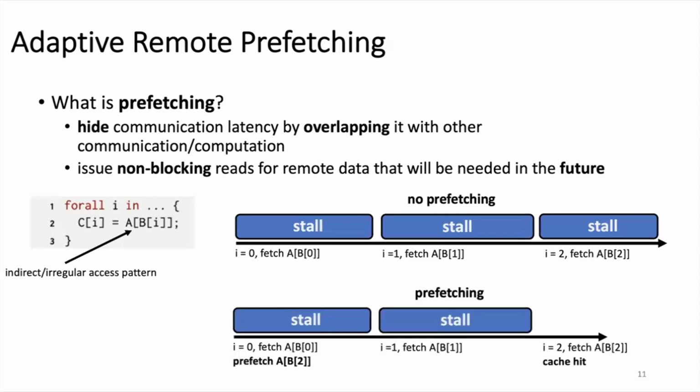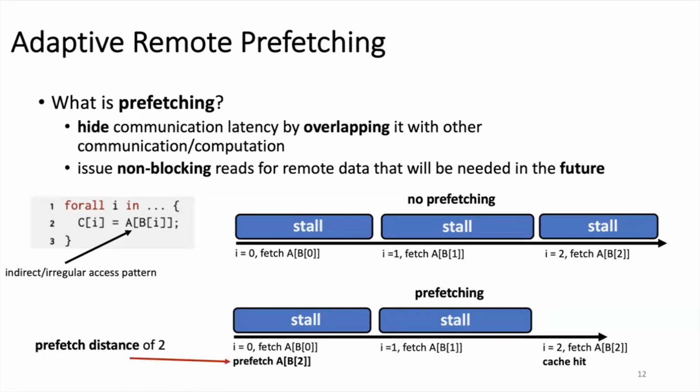With prefetching, what we would do is still issue the fetch in the first iteration for A[B[0]] and stall, but we'd also be doing this non-blocking fetch or prefetch for A[B[2]]. So we're looking 2 iterations ahead in the loop. The idea is when we get to the iteration where i is equal to 2, we don't have to wait for that remote data. It's already been prefetched. It's presumably in some sort of cache, and we can access it faster. So that's the main idea behind prefetching.